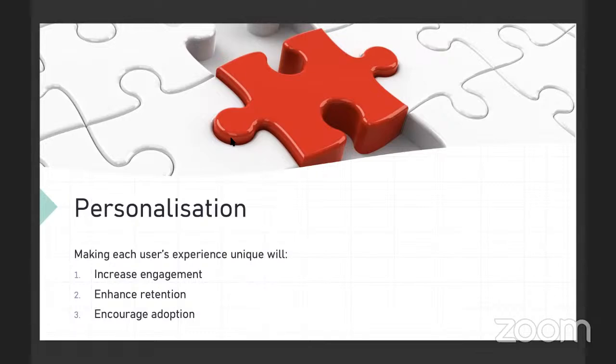If it's, say, a bank, you'll find that you can put the stuff that you actually use from the banking platform front and center, and the stuff that you don't use stays hidden until you need to use it. So making each user's experience unique will increase engagement, so that each user knows how to find whatever they're there for, so they will be engaging with the app.